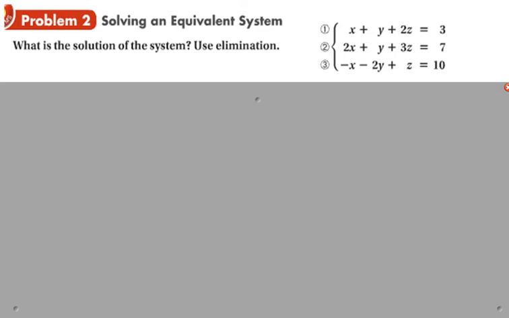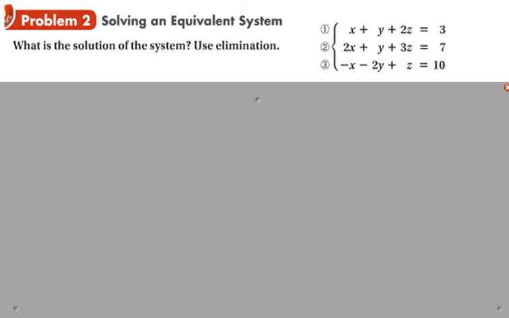Okay, so this is a review of what we did Friday about solving equivalent systems using elimination. So they give us a system with three equations of three variables. Notice that we have an x, a y, and a z in all three columns. So for elimination, to begin with, we've got to eliminate one variable. And you have to look and study these and decide, what am I going to eliminate?